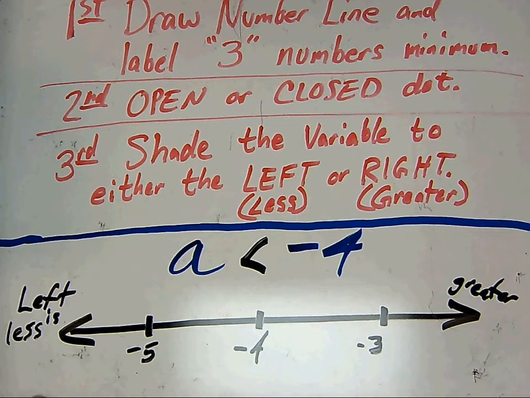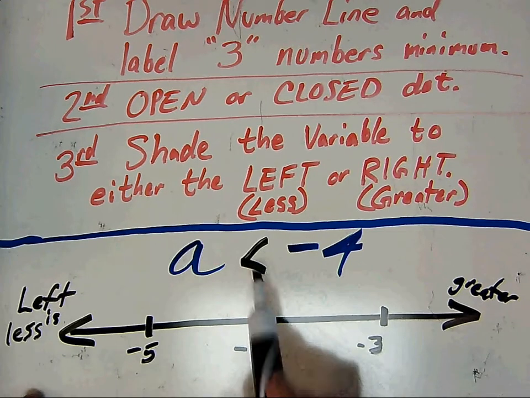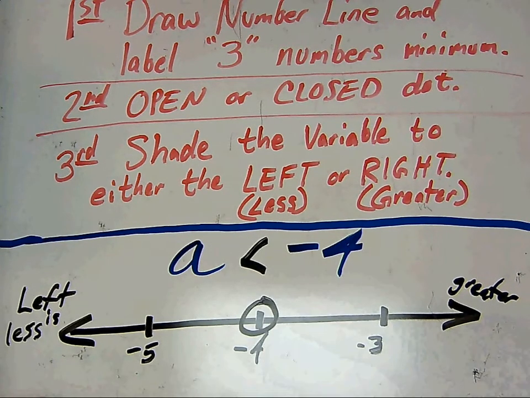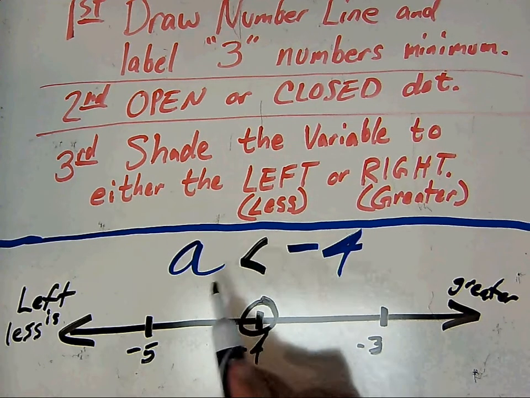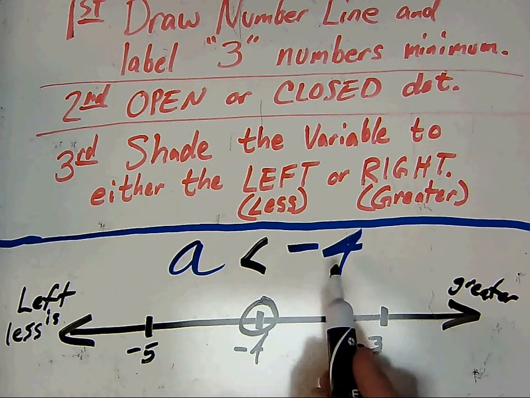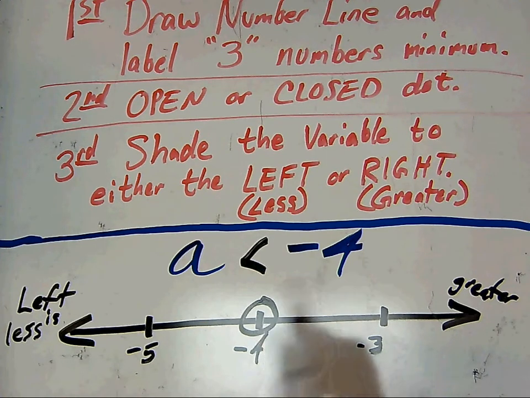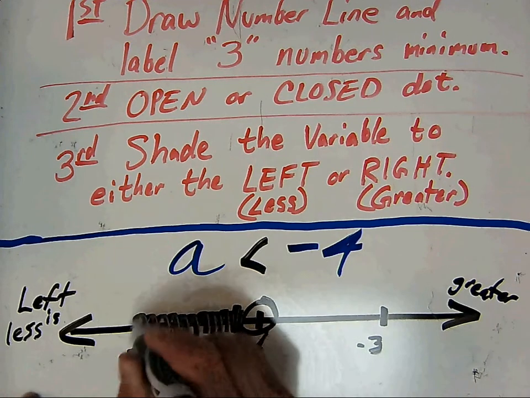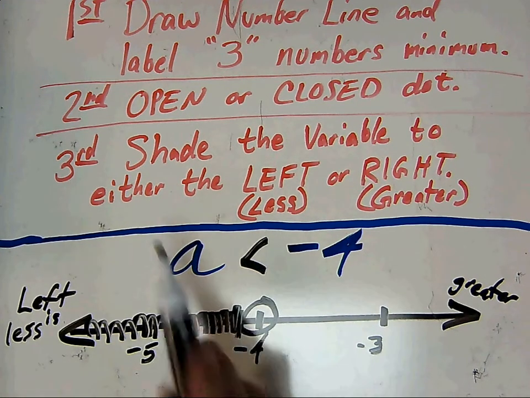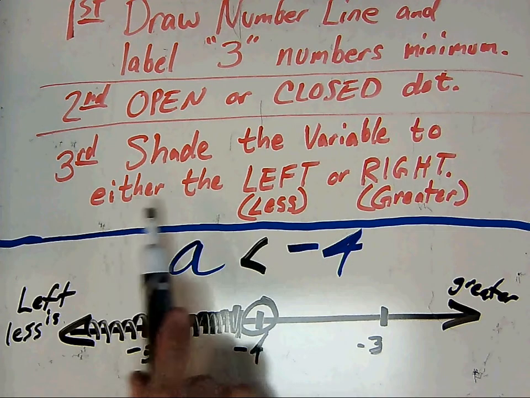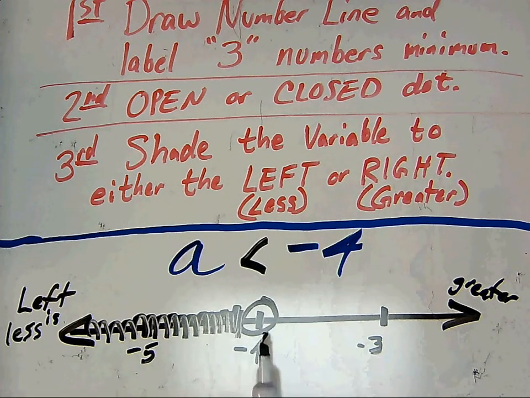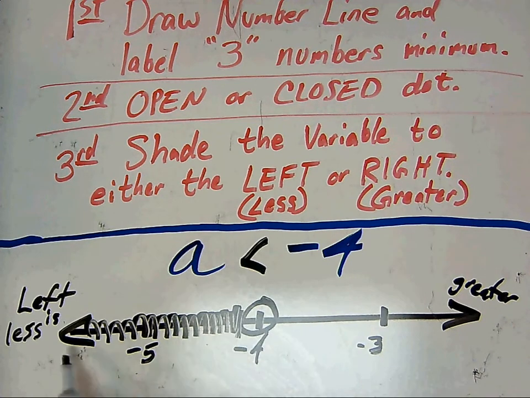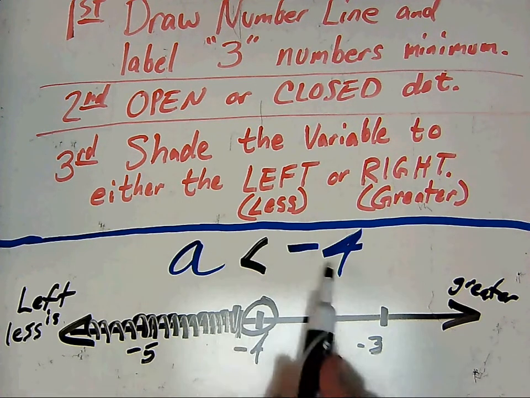Now if it is a less than symbol, that means that a cannot be negative 4. So if I said, what are some numbers less than negative 4? Negative 4 could not be one of them. So the answer for this one would be this way. And this is shade the variable to either the left or to the right. I'm shading to the left because a, which is the variable we're looking for, is less. So this is to the left.